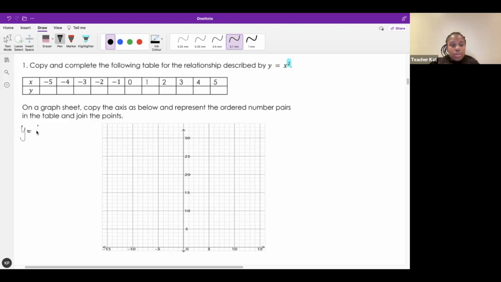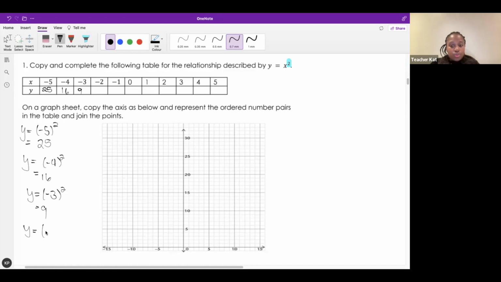Y is equal to -5 squared. What's -5 all squared? Remember the negatives in the brackets as well. So -5 squared is 25. Okay, next one, y is equal to -4 squared. That is 16. y is equal to -3 squared. That is 9.